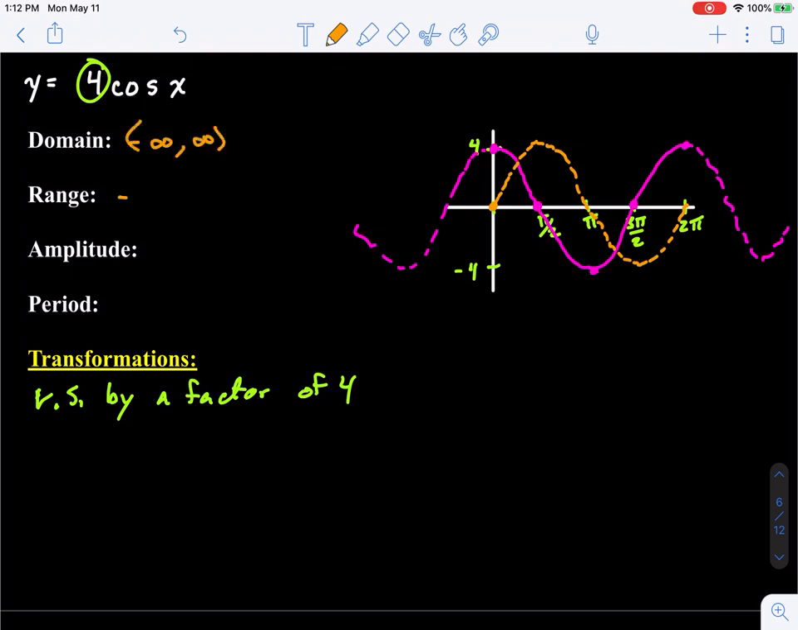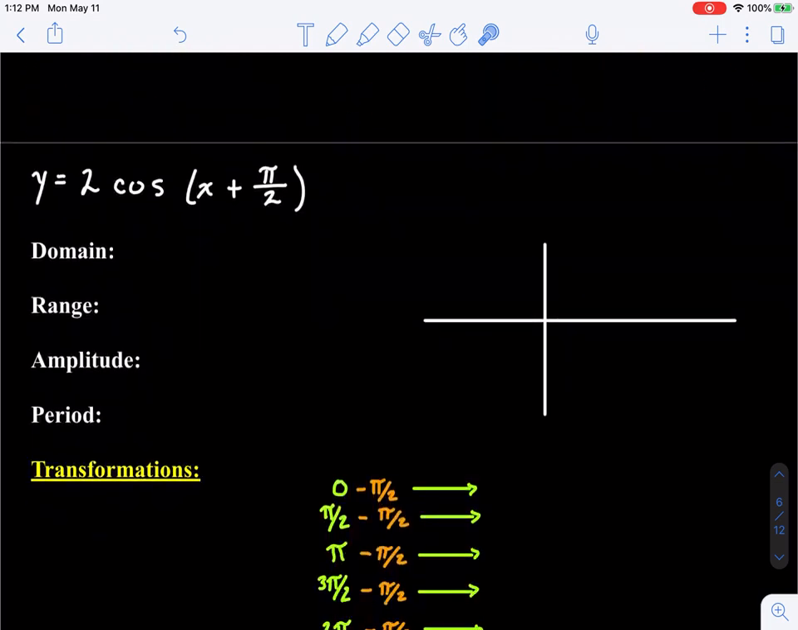The range, negative 4 to positive 4, because 4 is your amplitude, and your period is the length of one cycle, which is from 0 to 2 pi for one cycle, and that is 2 pi.